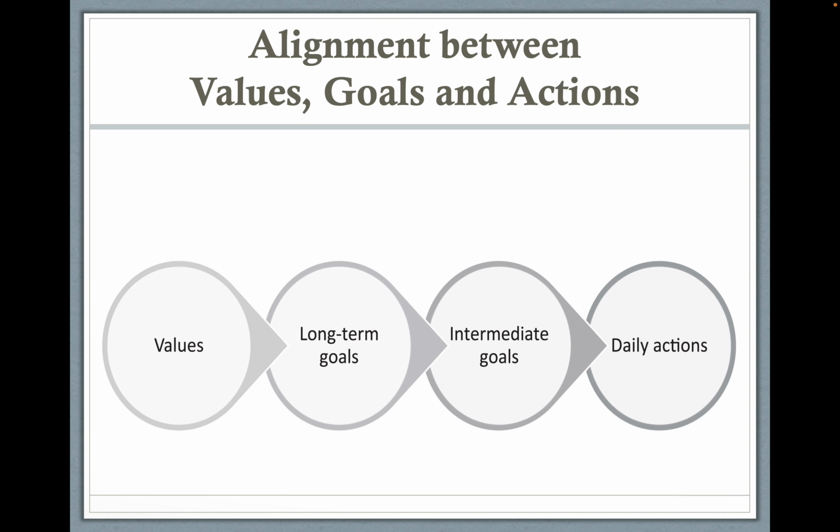Okay? So as you can see, again, there is an alignment between values, goals, and actions, right? Your values will define why you want to do that. Now, your long-term goals and intermediate goals are going to be defined by what you're trying to achieve, right? And that will also determine your daily actions, which means, well, how am I going to achieve these goals? Well, you have to have a clear path, a clear trajectory, a clear goal, and also the steps that you are going to execute in order to achieve and complete those goals.